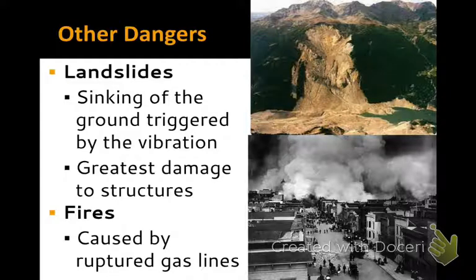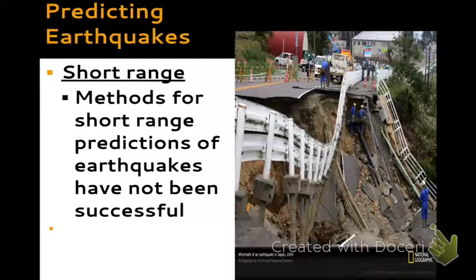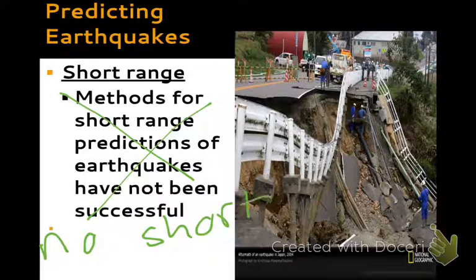So the last thing, predicting an earthquake. Hold on, my slide will catch up in just one second. There we go. So as far as short range predictions go, there is no short range. And that's really all you need to write down. Don't waste your time writing that whole thing down. Just say there is no short range prediction, okay?